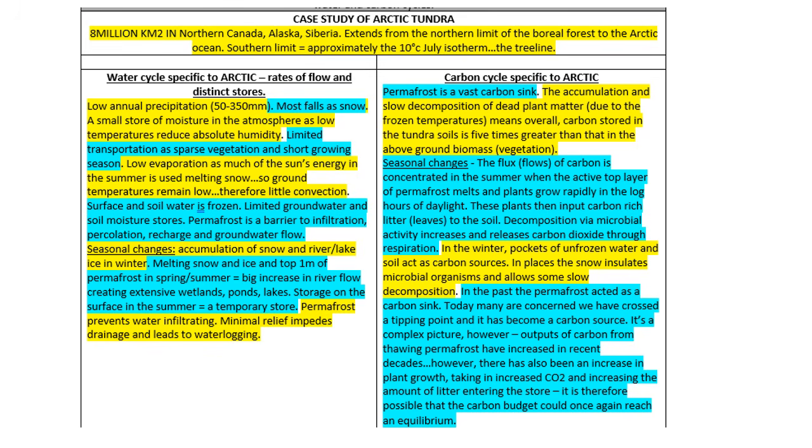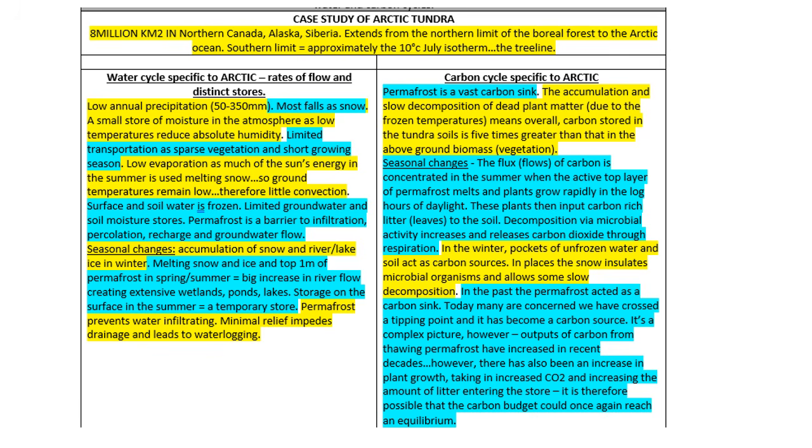So you need to be able to talk about the case study of the Arctic tundra, and you need to be able to talk about the water cycle and the carbon cycle specifically in the Arctic tundra. So where is it? It's northern Canada, Alaska, Siberia. And remember, it's everything north of the 10 degrees C July isotherm. So anywhere that doesn't get up to 10 degrees in the middle of summer in July. So everywhere north of that never reaches 10 degrees. It's colder than that even in the middle of summer.